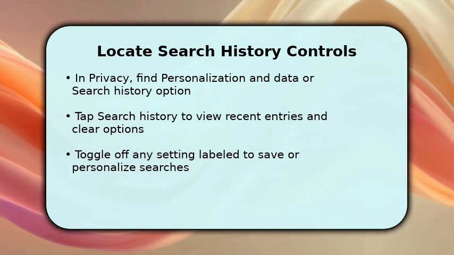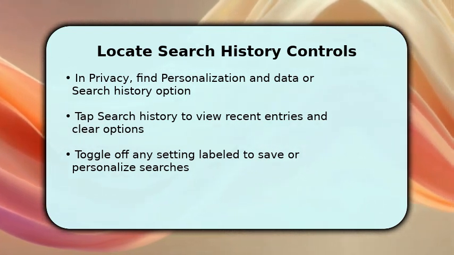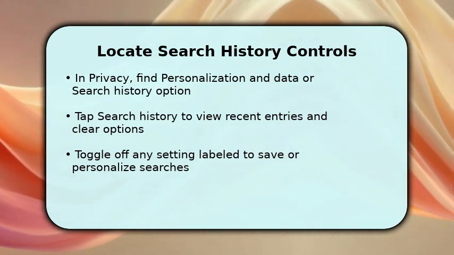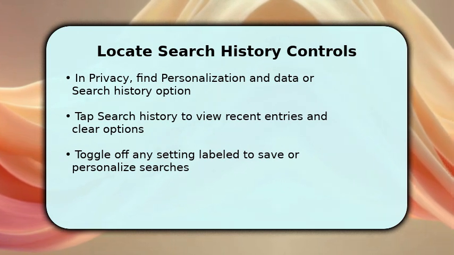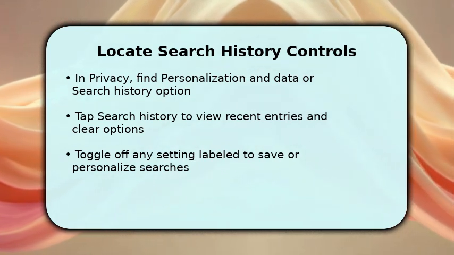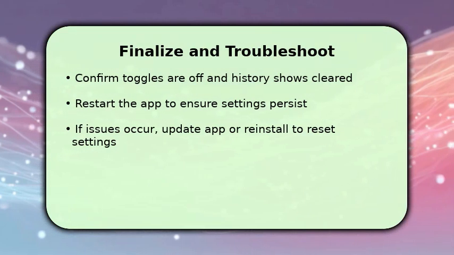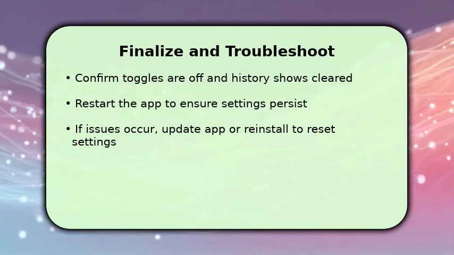Then locate the toggle that permits saving or personalizing your searches and switch it off so future queries aren't stored. Make sure to confirm any pop-ups that ask if you're sure. You're almost done. Double-check that the toggles are off and the history list is empty. Once done, close and restart TikTok to ensure the change sticks.